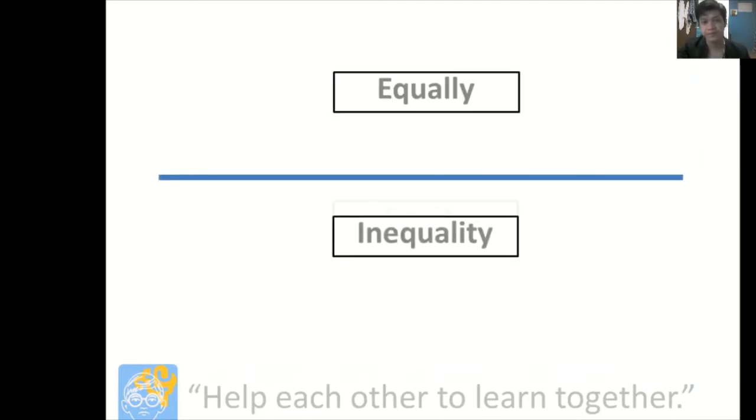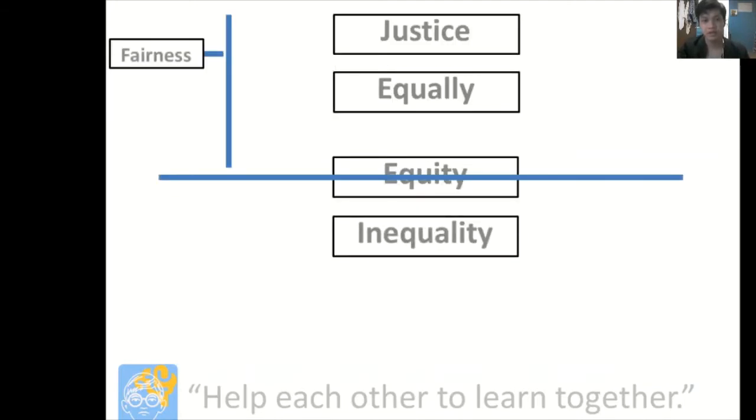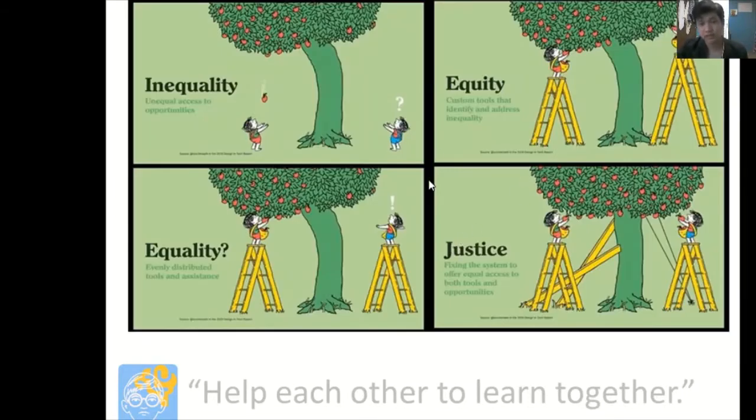In order to get the rank of these four words, I want to show you this one. The rank that circulated on social media is that the first one, at the lower level, is inequality. The next one is equality, the next one is equity, and justice is at the top level of the rank. So this is justice.